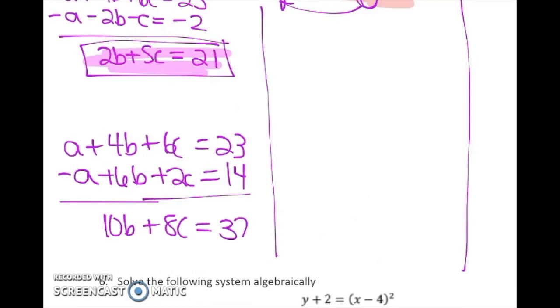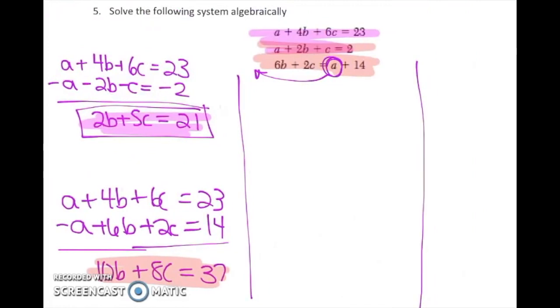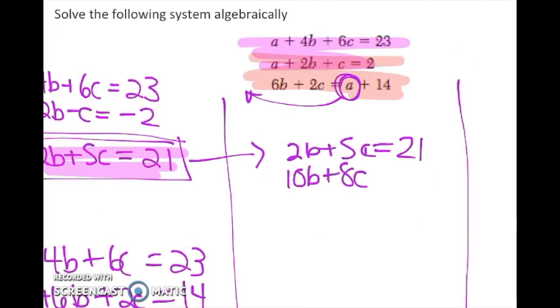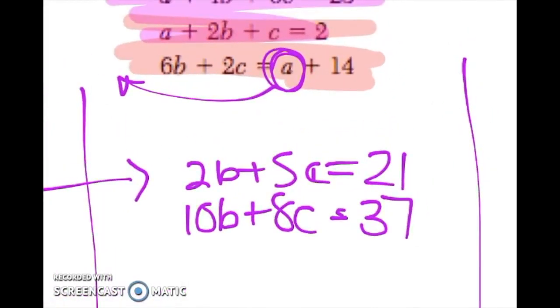And it wouldn't have been wrong the way I did it before, but I'm just trying to stay consistent with what I did on my answer key. So now I'm going to take those and bring those over to here. So I've got 2b plus 5c equals 21. And I've got 10b plus 8c equals 37. And now notice I'm down to just 2 equations, and that is an Algebra 1 skill. So I'm going to just leave the second one alone.